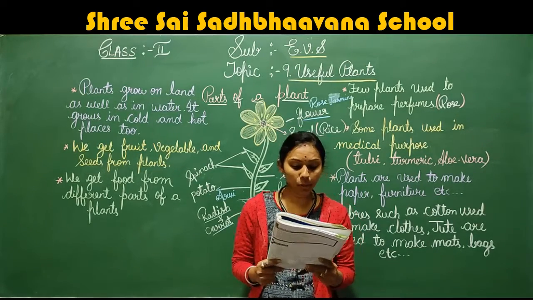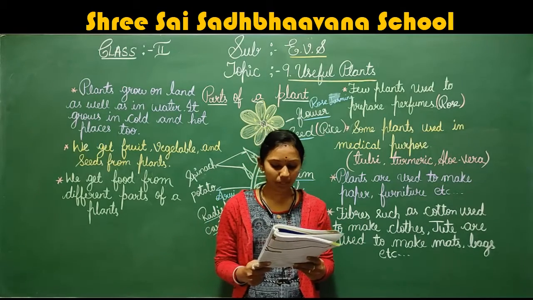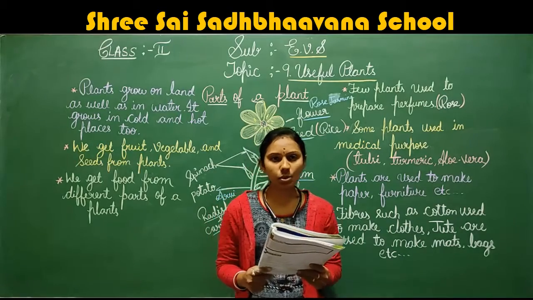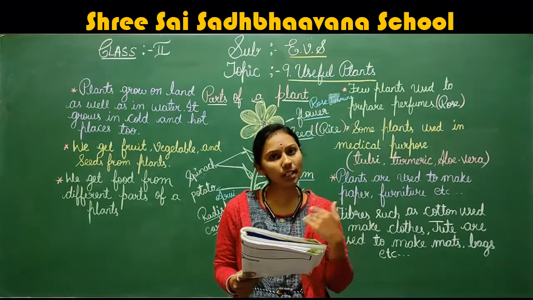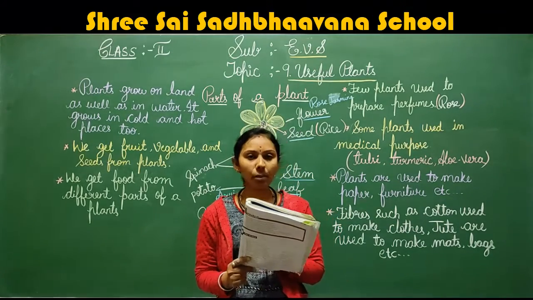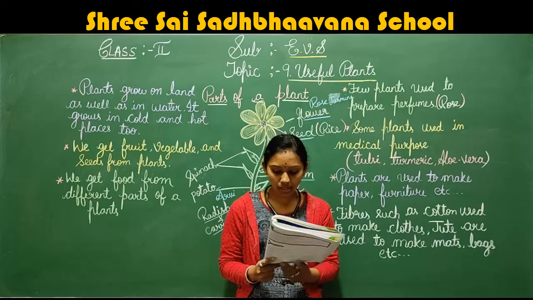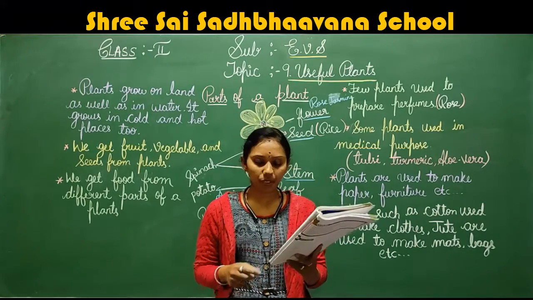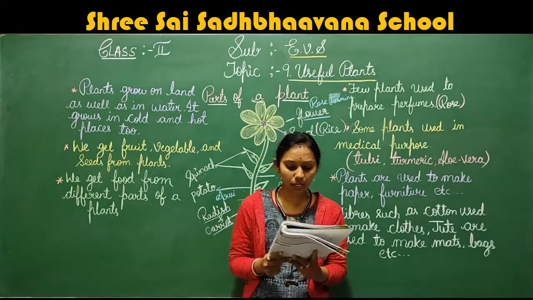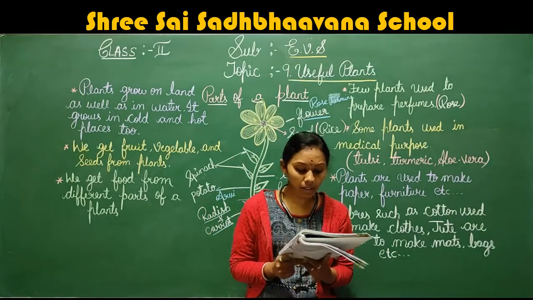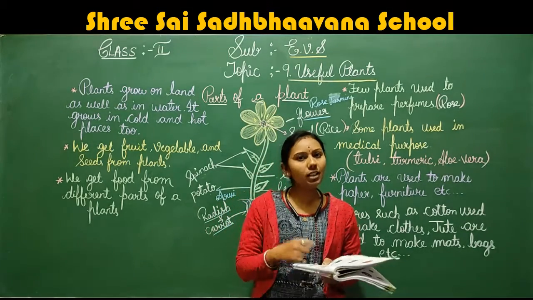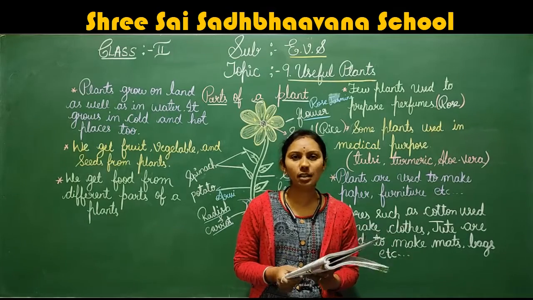Next, gum, paper and rubber from plants. The juice of the babul tree is used to make gum. You can see the picture of the tree there. From this tree we get the gum. Next, the stem of the bamboo plant is used to make paper. You can see the bamboo trees there, used to make paper. The juice of the rubber tree is used to make rubber.